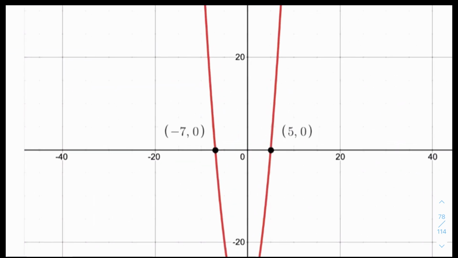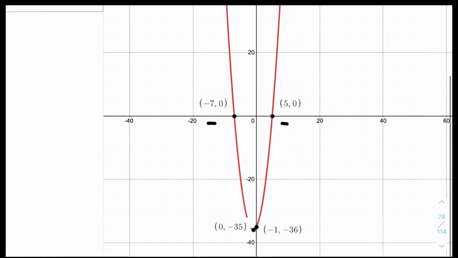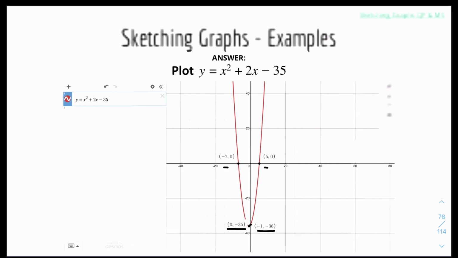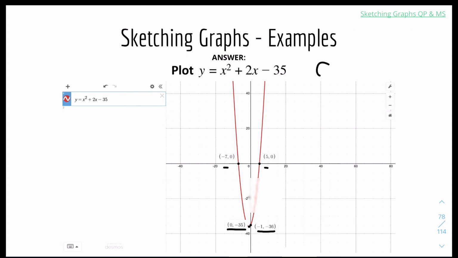So we have this minus 7 as a root, and 5. And then we have 2 points right here. The minimum point is minus 1, minus 36. And the y-intercept of 0, minus 35. And this is from Desmos.